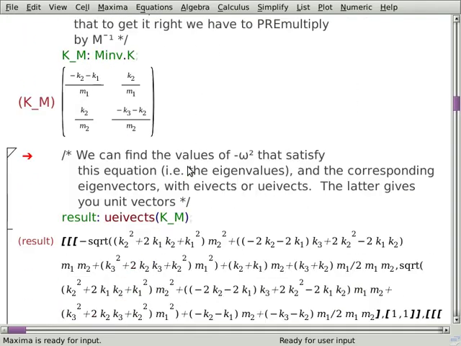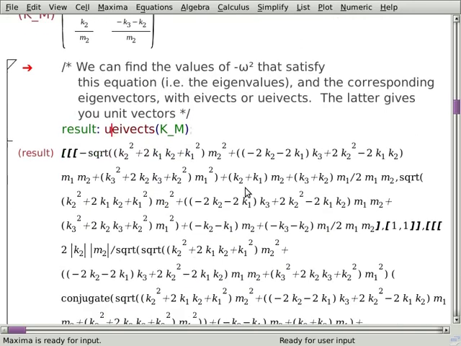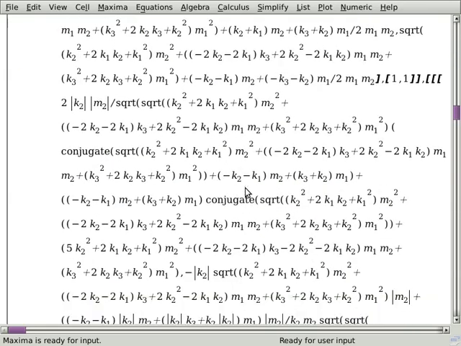UIVEX is, and I don't want to show you yet because it's going to scare you. UIVEX is the Maxima thing that gives me eigenvalues and eigenvectors of a matrix all at once, and then the U version gives me unit vectors. And what do I get? I get something pretty big. Ooh, wow. Ha ha ha ha.